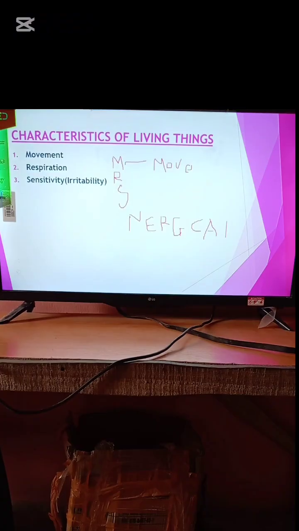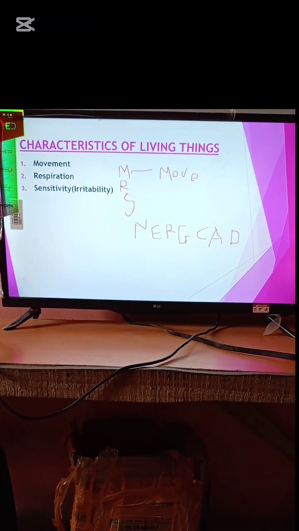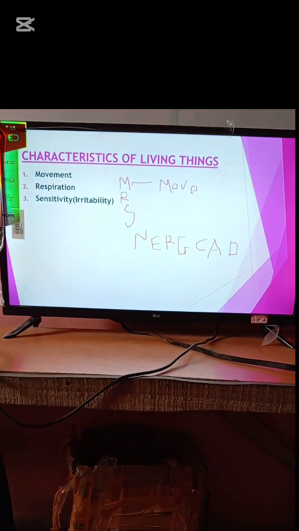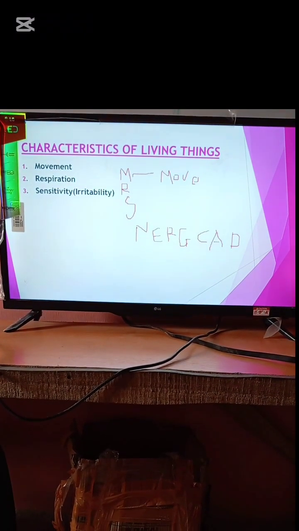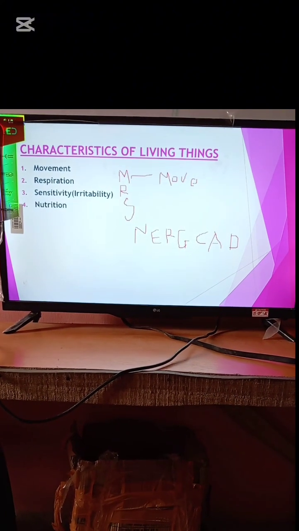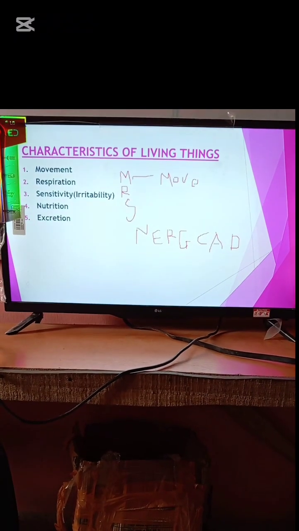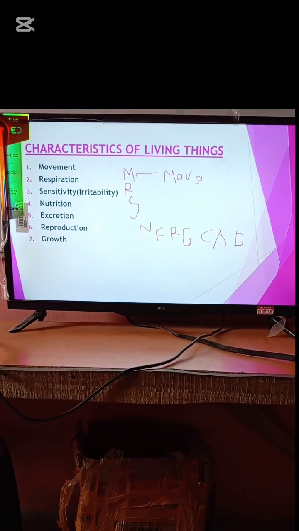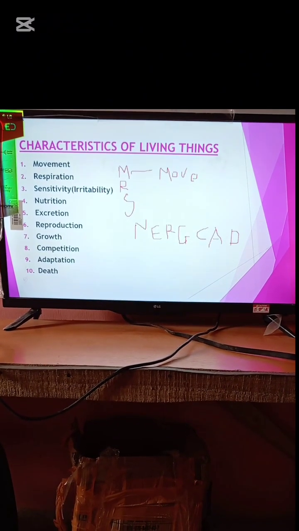So I have here 10 characteristics of living things: competition, adaptation, and death. Number one, movement. Number two, respiration. Number three, sensitivity. Number four, nutrition. Number five, excretion. Number six, reproduction. Number seven, growth. Number eight, competition. Number nine, adaptation. Number 10, death.